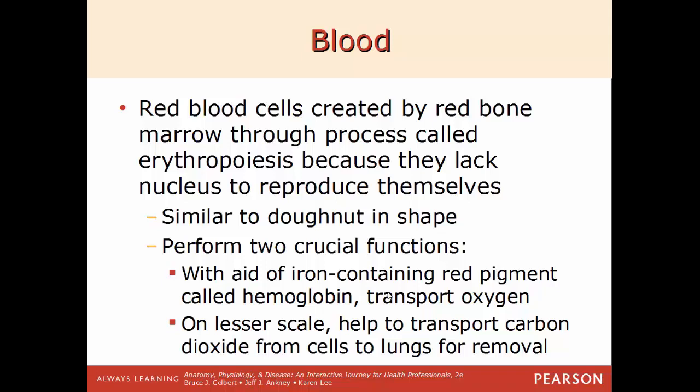And the red blood cells have 2 main functions. To aid with the iron-containing red pigment called hemoglobin, and also to transport oxygen. And on a lesser scale, to help transport carbon dioxide from cells to the lungs so it can be exhaled out. Their chief function is to carry oxygen to cells.